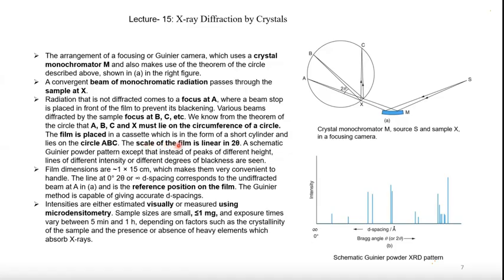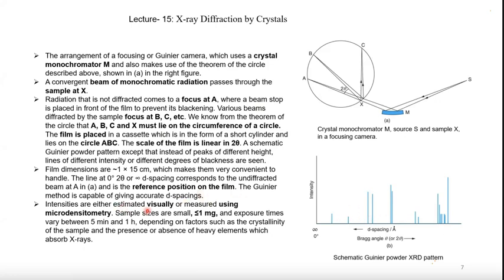The scale of the film is linear in 2 theta, and this is a schematic linear powder pattern. Expect that instead of peaks of different heights and intensities, the line intensity is not shown here. This is a schematic diffractogram of a sample. Whatever sample it may be, it is just a schematic diagram.